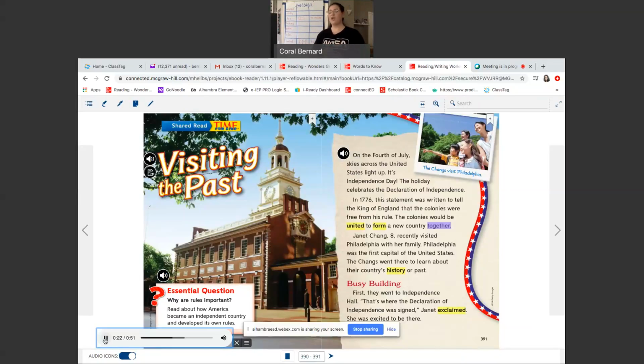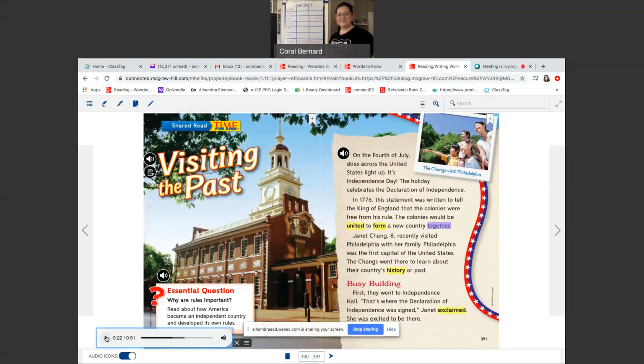Oh, we didn't come up with hand movements. Let's see. What hand movement can I do to remember that united means together? There we go. United, together. United, together. And form was to create something or to make something. I'm going to put my fingers together like a puzzle piece. So my fingers are two puzzle pieces and they're going together to form or create something new.